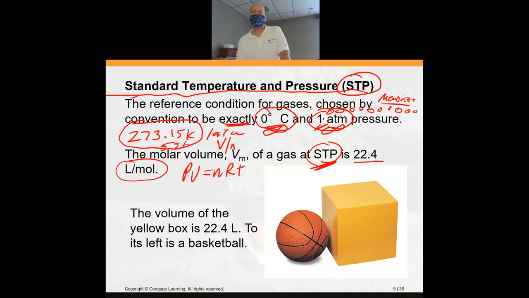The most common error for STP is putting in 25 degrees Celsius. STP is 0, 1. Make sure you write STP 0, 1. 0 is the temperature in Celsius, and 1 is your pressure in atmospheres. Make sure that you do not get the wrong temperature and pressure for STP, or you're going to have all the wrong answers.